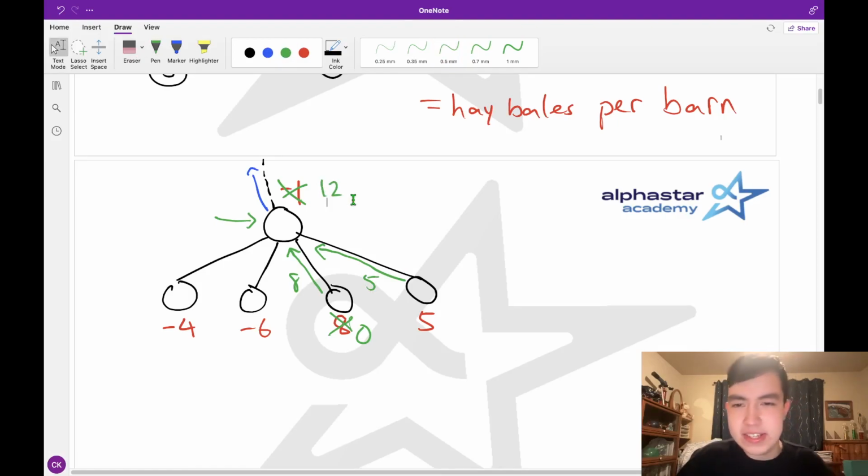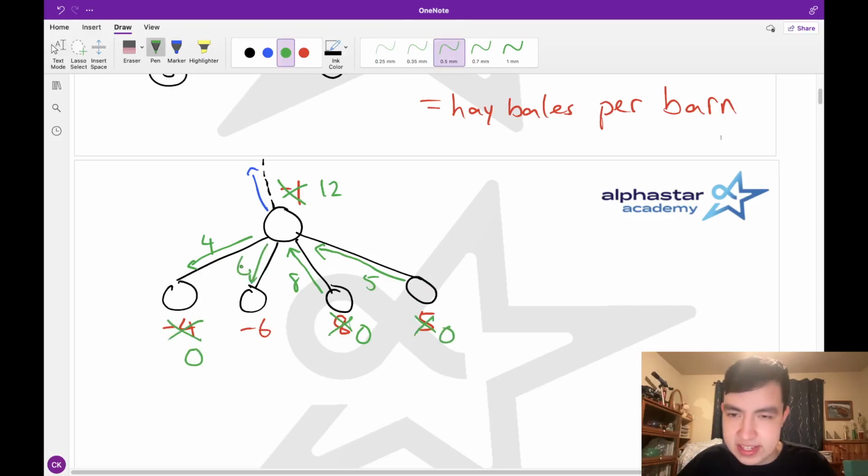And then we can use those 12 hay bales to now give to those children that are lacking hay bales. So we can give 4 hay bales to this child, and that brings it up to 0. So now it has enough hay bales. And we can give 6 to this child, so that gets set to 0. And since we gave away 10 hay bales, this now has 2 extra hay bales.